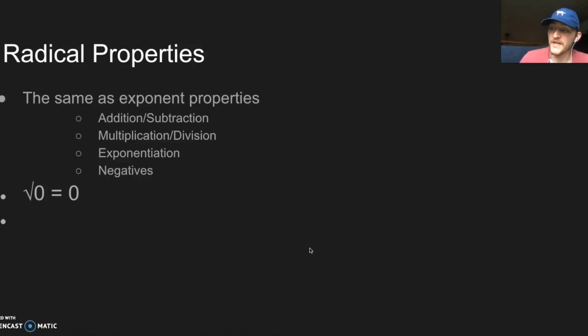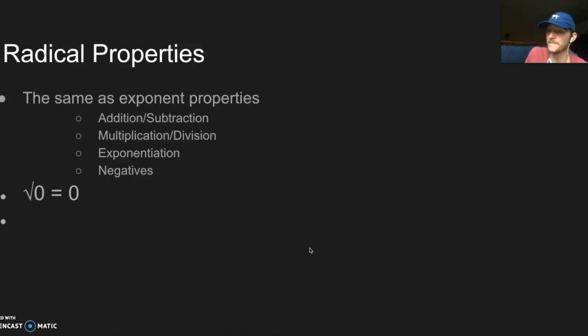All right, and then multiplication and division, just like with exponents, we're going to combine. If I have the square root of 2, for example, times the square root of 2, I can actually combine 2 and 2 to each other, and it will be turned into the square root of 4.